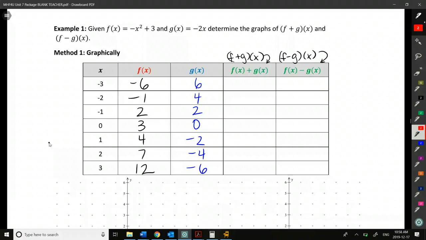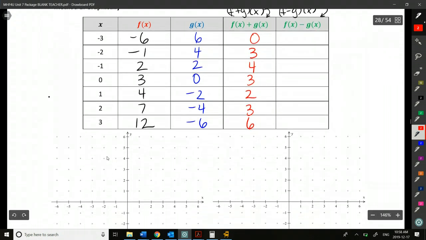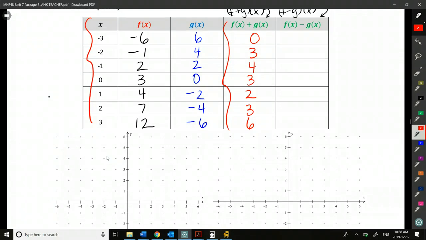Okay, so what we're going to do is x coordinates always stay the same. Those are consistent across everything that we're doing here. For f at x plus g at x, we're going to take the y of f at x and the y of g at x and add them together to do the sum of the functions. So we're going to get 0, 3, 4, 3. Great. Before we do f at x minus g at x, we're going to graph these points. The first graph that I'm going to do is these x coordinates with these y coordinates. That's the sum of the two functions. That will be the resulting graph if I take those two functions and add them together.